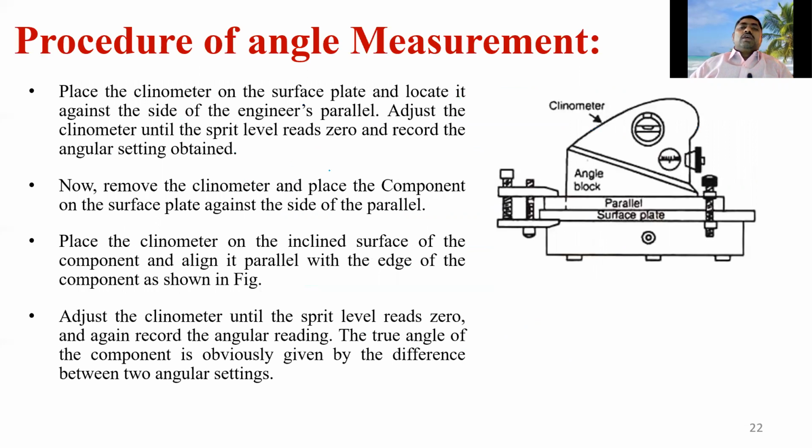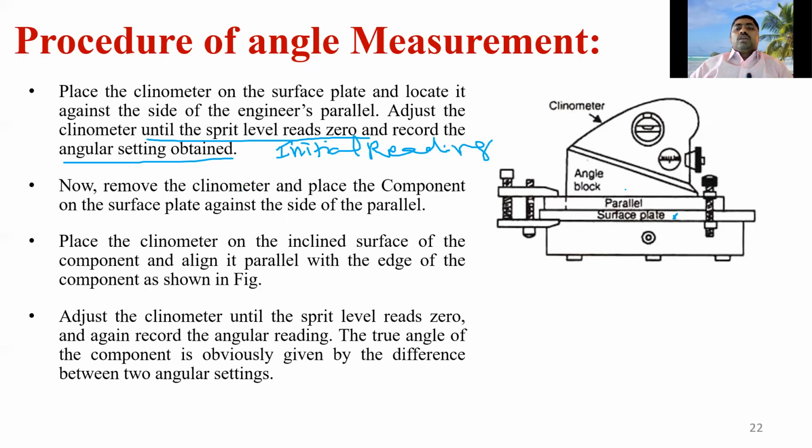For measuring the angle using the clinometer, we place the clinometer on the surface plate. This is the surface plate, and we can locate it against the side of the engineer's parallel. Adjust the clinometer until the spirit level reads 0 and record the angular setting obtained. This is nothing but the initial reading of the clinometer.